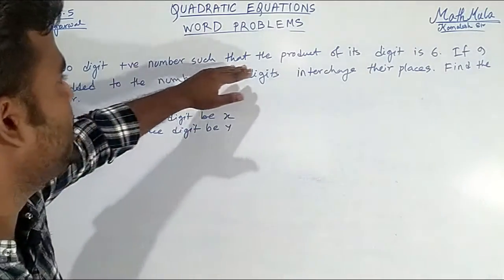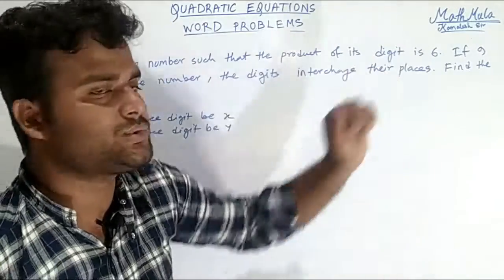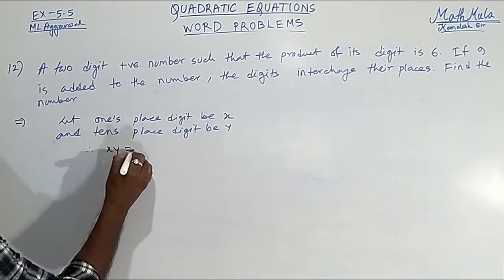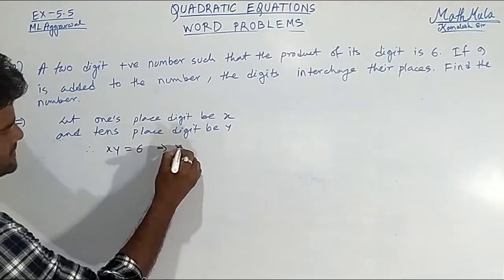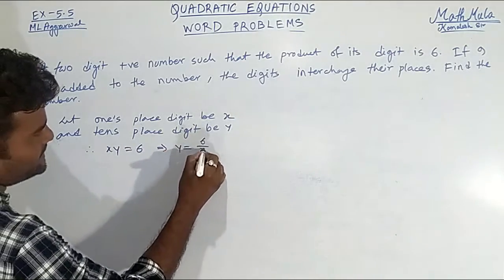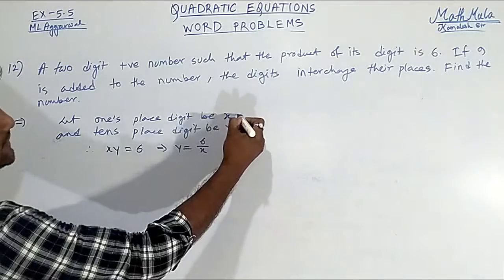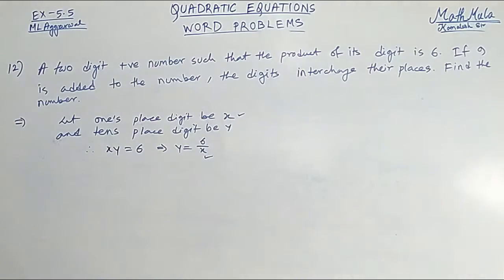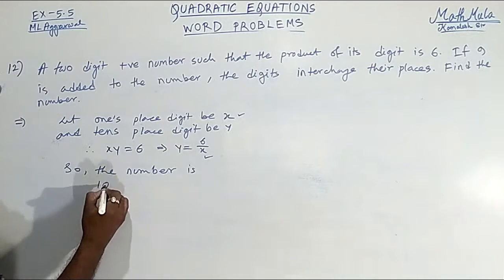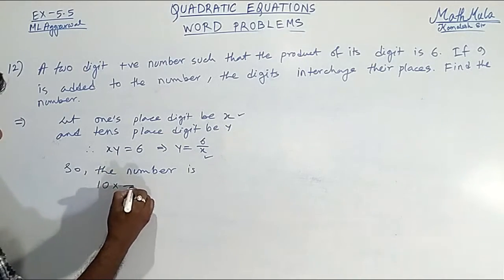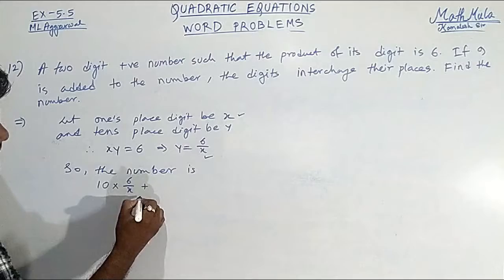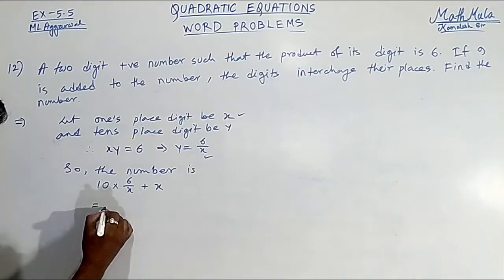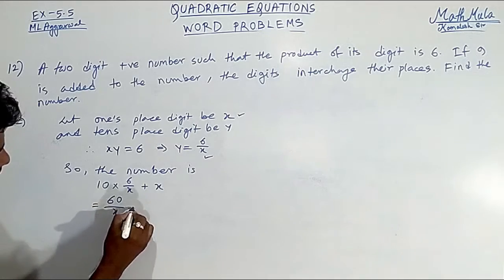First condition, the product of its digits is equal to 6. That means according to problem, x into y, that is 6. That implies y equals 6 by x. Now the 1's place digit is x and the 10's place digit is 6 by x. So the number is 10 into the 10's place digit, that is 6 by x, plus the unit place digit, that is x. So this is equal to 60 plus x square by x.